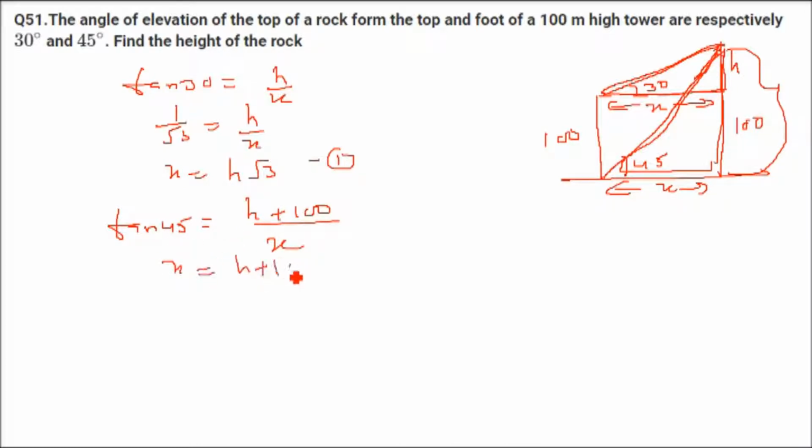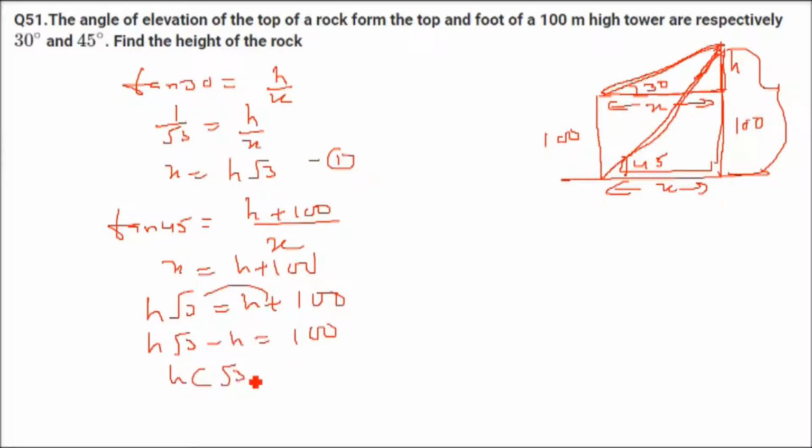So x will be equal to h plus 100, what we got from this equation. And we'll put h root 3 here. So h root 3 will be equal to h plus 100. Bring it here. This will be h root 3 minus h equal to 100. h times (root 3 minus 1) will be equal to 100. h will be equal to 100 by (root 3 minus 1).